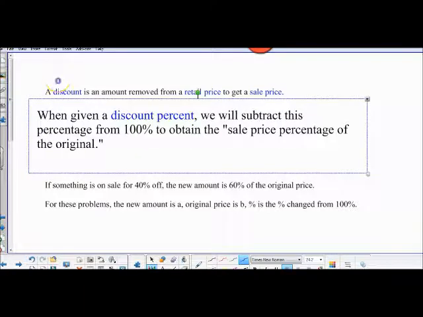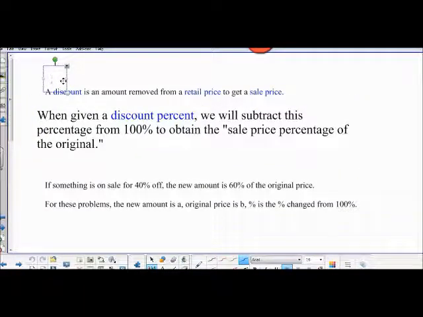Kind of the opposite of that is a discount or a percent off when something's on sale, right, or something's discounted. So a discount is an amount removed from a retail price to get a sale price. So here now retail price is not the new amount because we're not the store owner. If I'm the customer and I go in to the store, the first price that I see would be the retail price. So if something is $100 on the tag, that's the retail price. That would be, as the customer, the base or the original amount that I see.